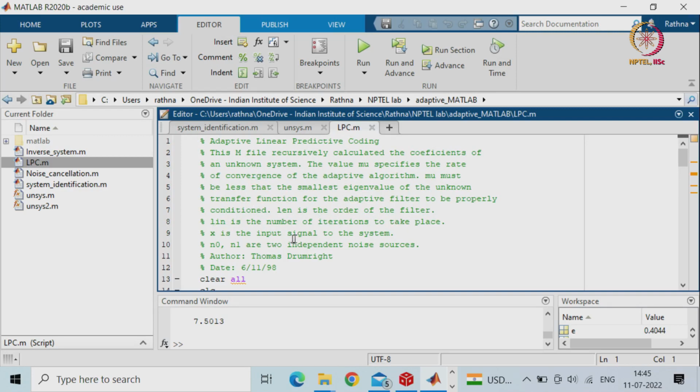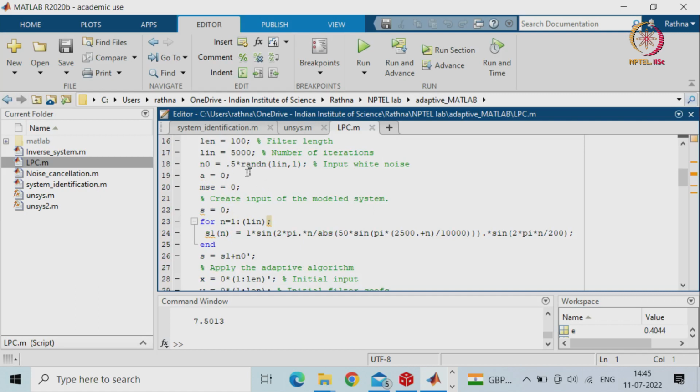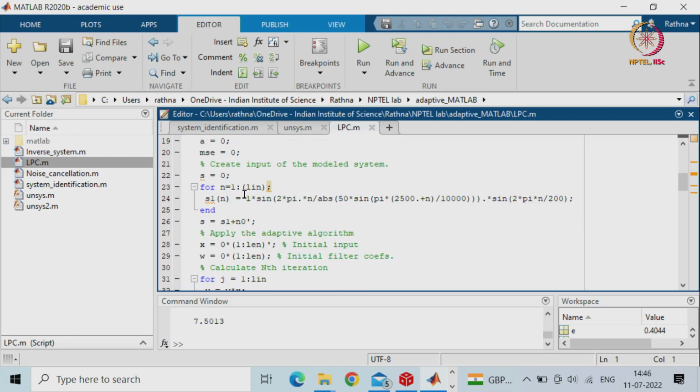X is our input signal to the system, N0 and N1 are the two independent noise sources in this case. So, this is a sine which has this. You are seeing that there are 3 sine waves with different frequencies. This is your signal S1 that has been given, and then your N0 is the random white noise which is getting added to the signal.